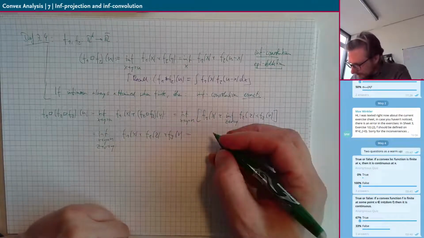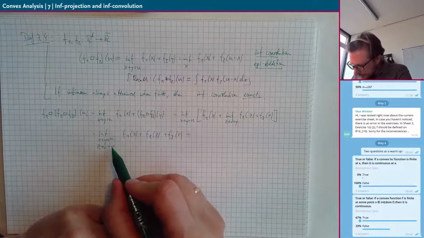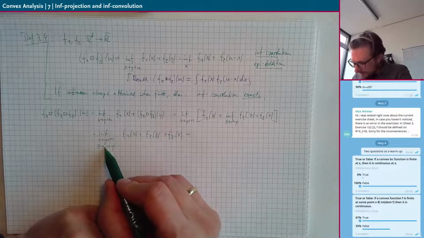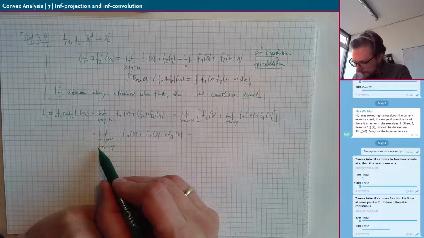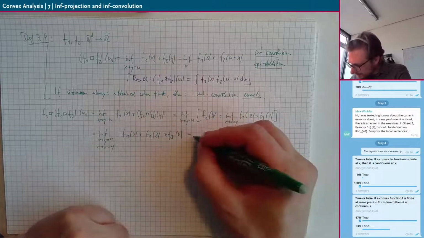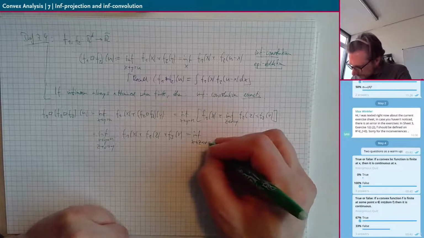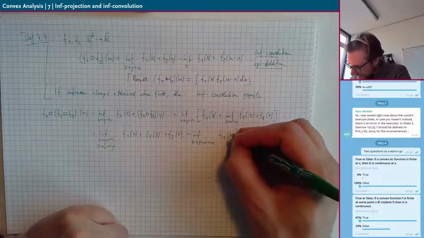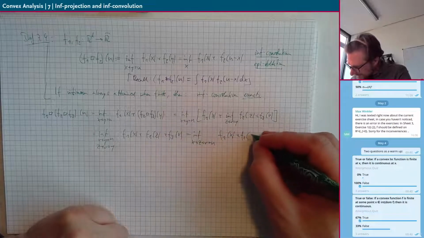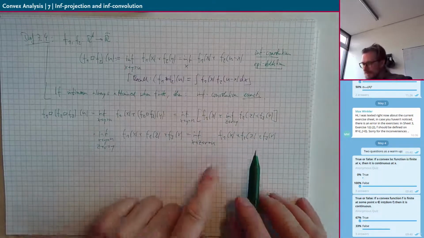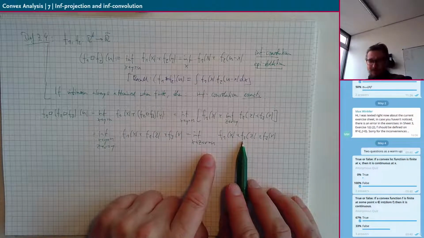Finally, we can even get rid of one of these conditions, because y is z plus v, so we don't need that y. We can just put z plus v in there, and we see that's the infimum over x plus z plus v equals u of f1 of x plus f2 of z plus f3 of v. And here we see that the order did not play any role.